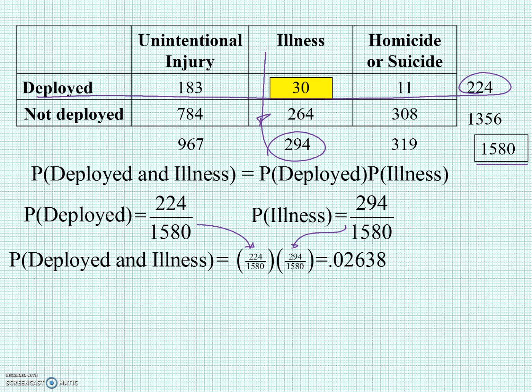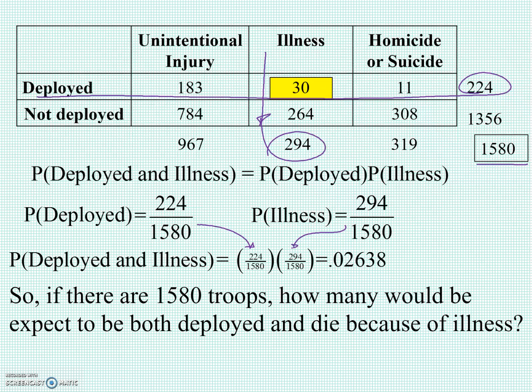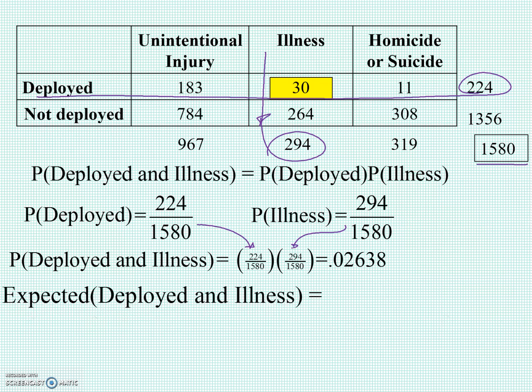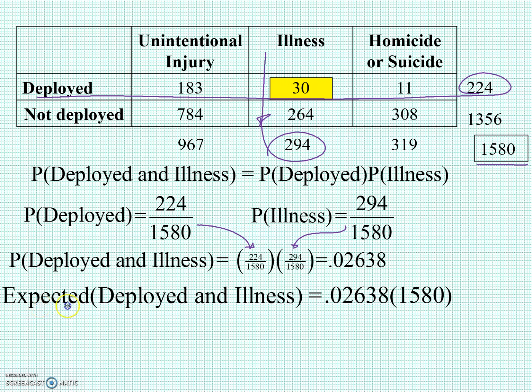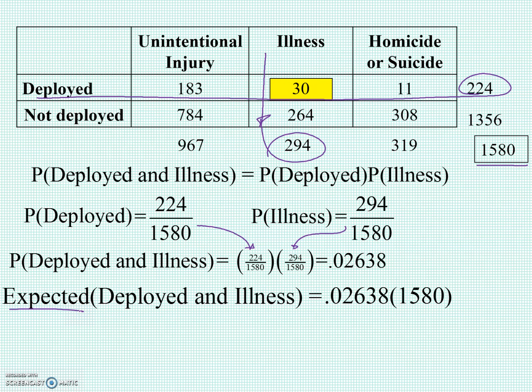So I'm going to take this number and multiply it by the entire population. If there are 1,580 troops, how many would we expect to be both deployed and die of illness? The probability is 0.02638, so I'm going to multiply that by 1,580. That gives me my expected deployment and death by illness, which is 41.681. So this number goes right here. That is my expected count, and you can round to 2 decimal places.